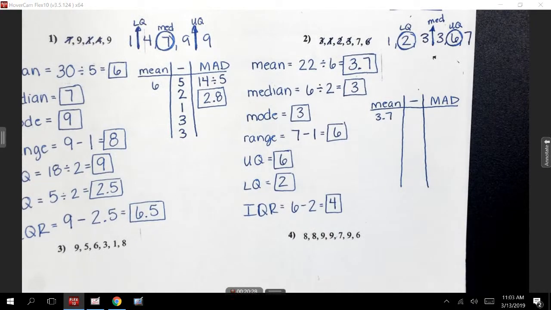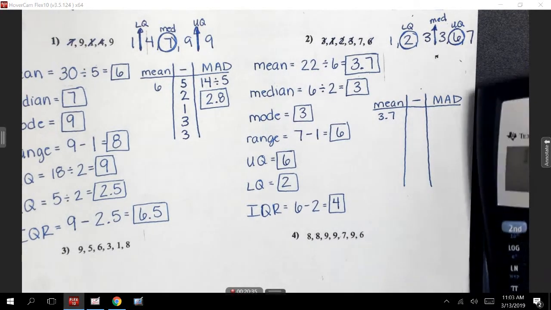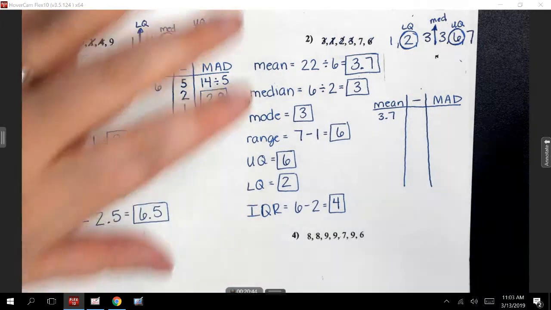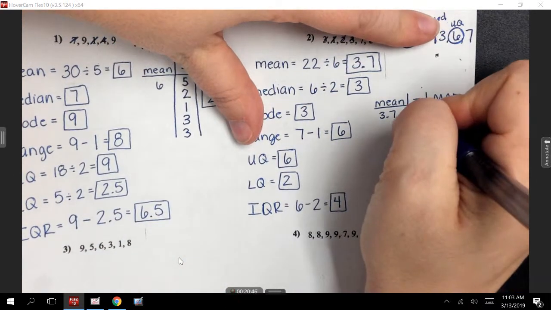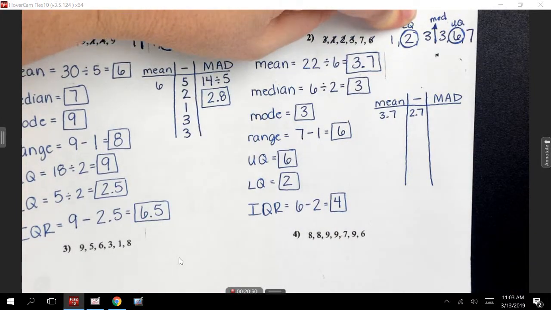3.7 minus 1. Other way. 1 minus 3.7. And we're doing it that way because, remember, when I change the numbers, which one am I going to want to change? The 1 is what's going to change. So we're going to do 1 minus 3.7. What does that give me, Carlos? 2.7. Perfect.